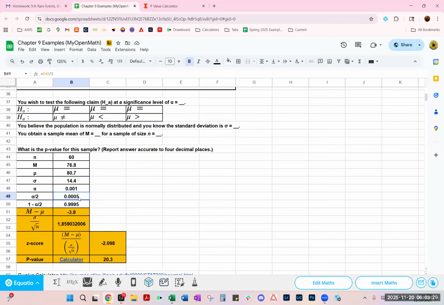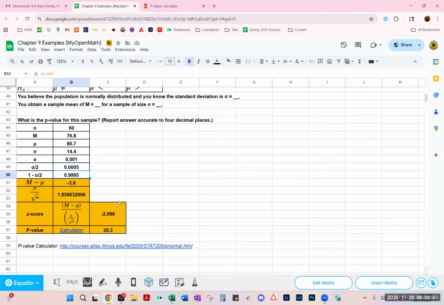And I went ahead and divided the alpha by 2 and did 1 minus alpha by 2 in case you guys were interested in using the standard normal table to figure out what your z-score is. But, again, I just prefer to use technology if I can instead of a table, but obviously you have that option. So our first step is actually going to be to calculate the z-score.